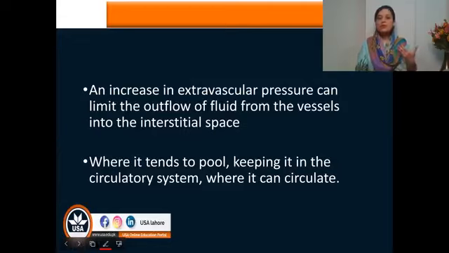So what happens if you are going to increase this hydrostatic pressure? Basically, an increase in extravascular pressure can limit the flow of the fluid out of the vessel into the interstitial space.